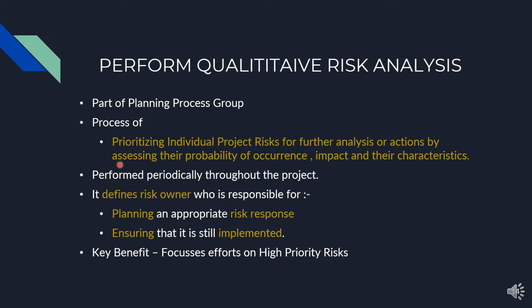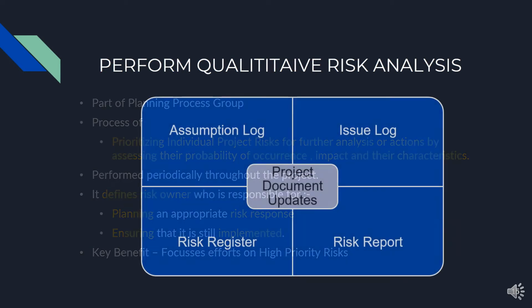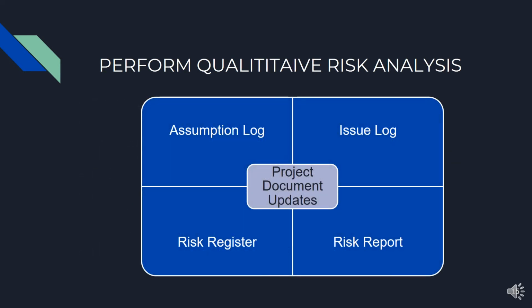In this process, we define the risk owner who will be responsible for planning the risk response and ensuring that it is still completed. Key benefits are it focuses on the high priority risk. Outputs for perform qualitative risk analysis are project document updates, and the different kinds of project documents which we will update in this process are assumption log, issue log, risk register, and risk report.